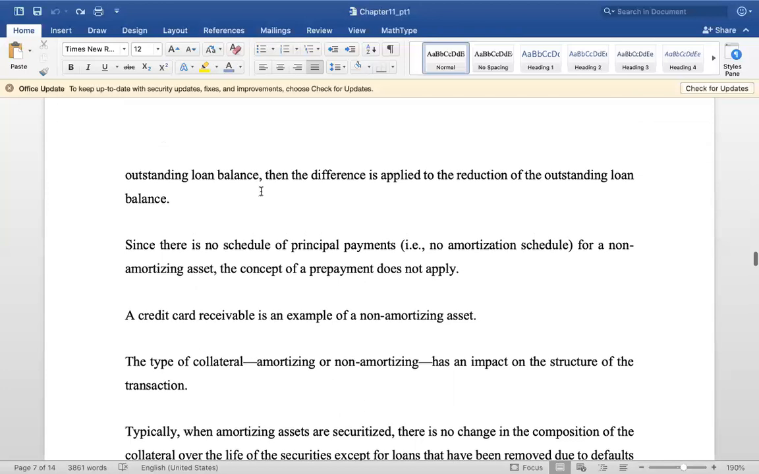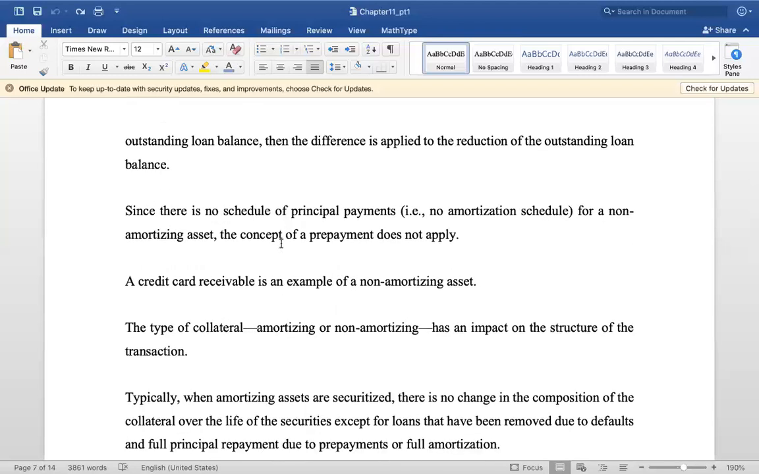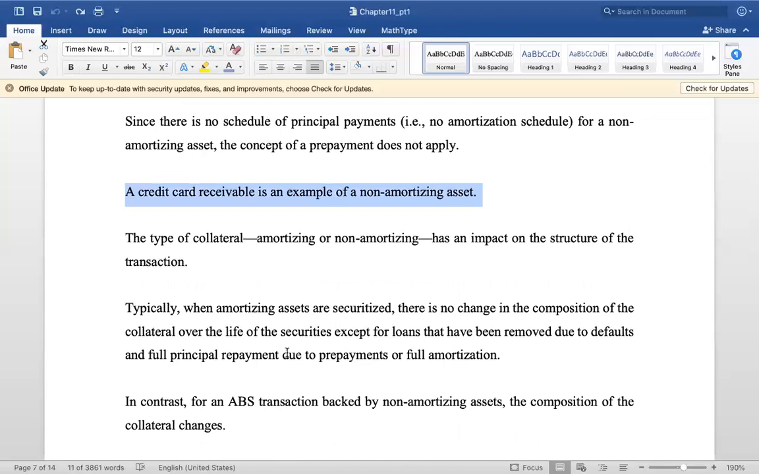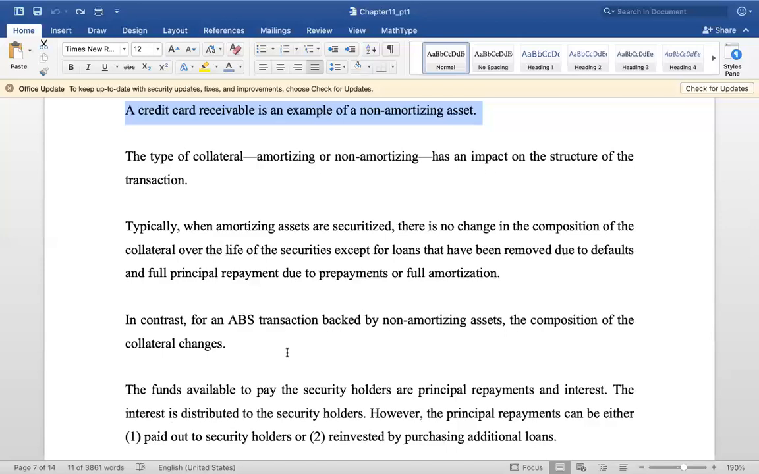So the prepayment is dealt with as we discussed here. It reduces your outstanding loan balance. Credit card receivable is a good example of non-amortized assets. Whether the collateral is amortized or non-amortized has an impact on the structure of the transaction.